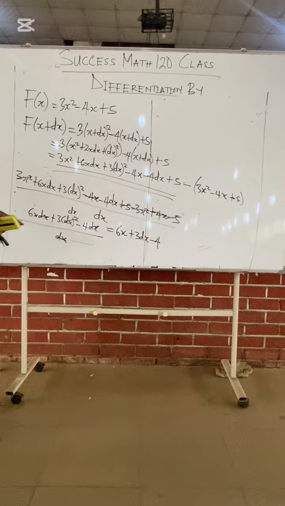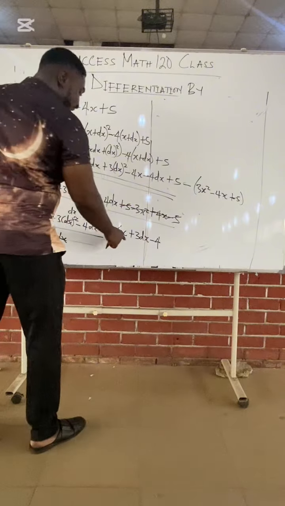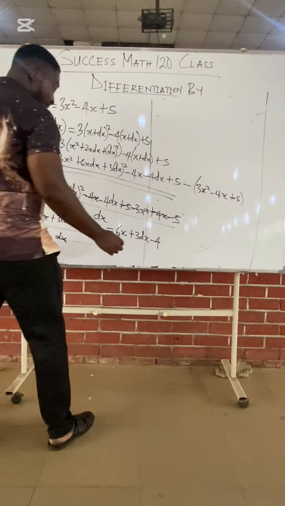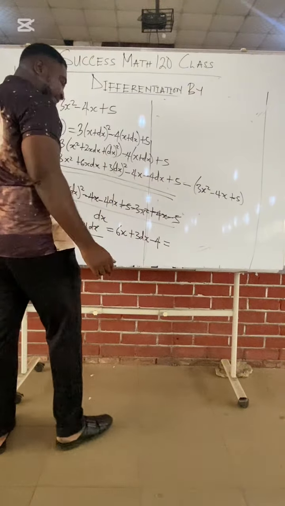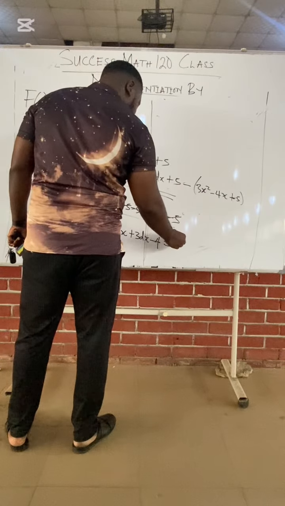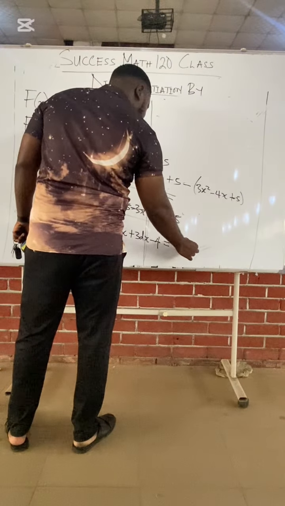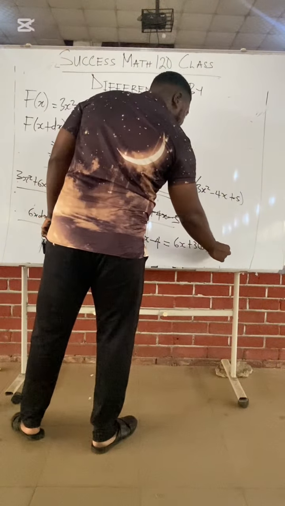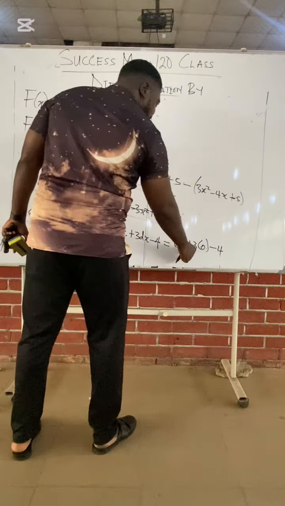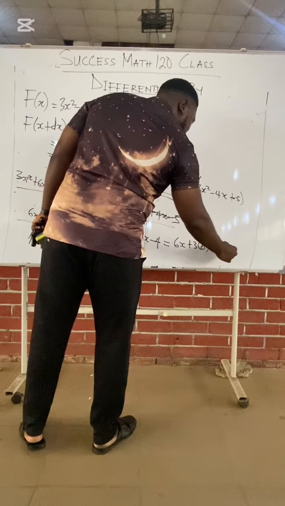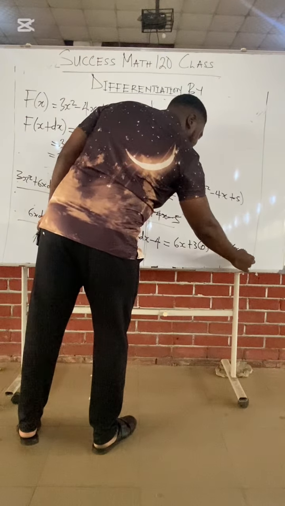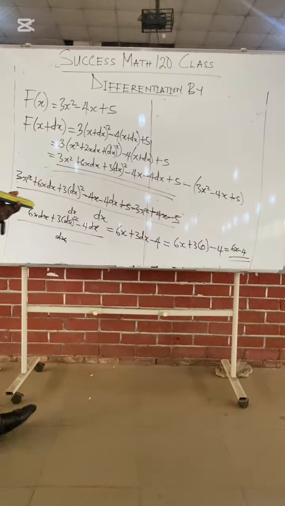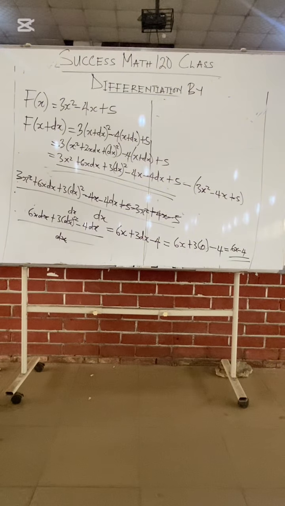Now, because there's still dx in my answer, I'll find the limit of my final answer as dx tends to 0. We're going to have 6x plus 3 into bracket. Anywhere you see dx, put what? 0, minus 4. What is 3 times 0? 0. So what I'm left with as my final answer is 6x minus 4.